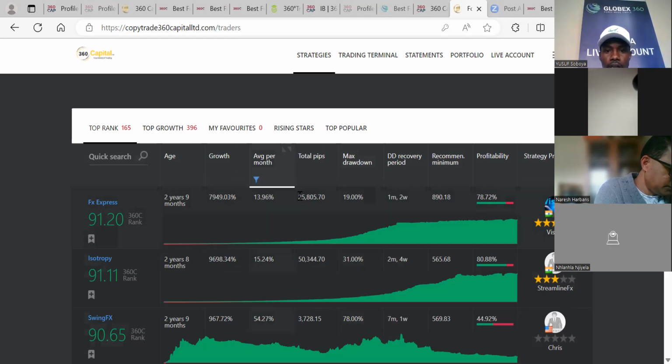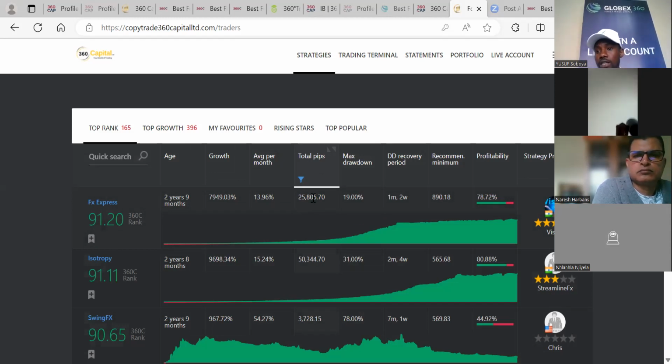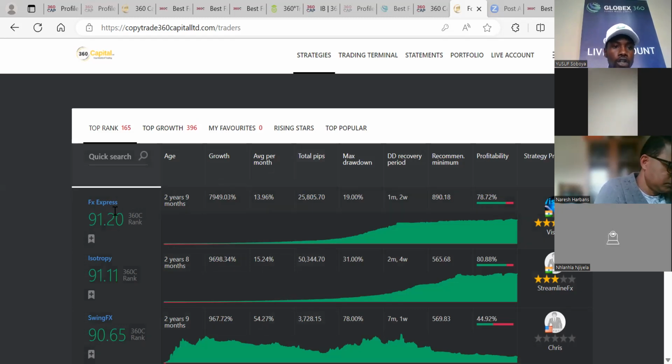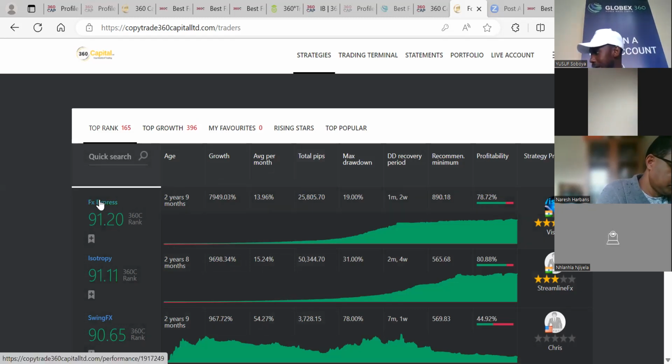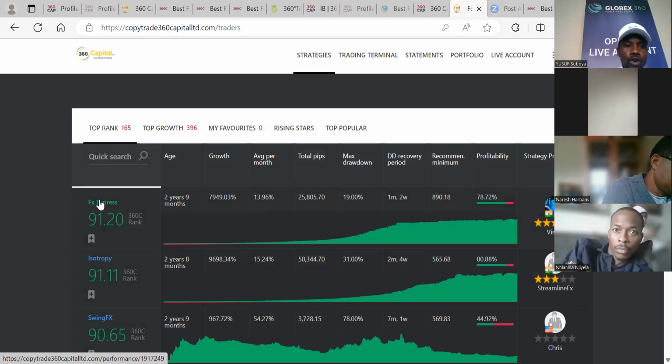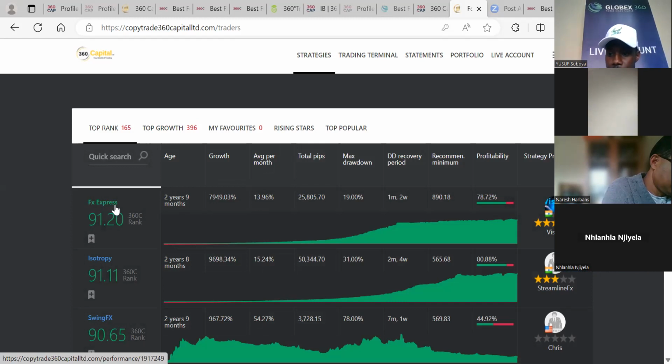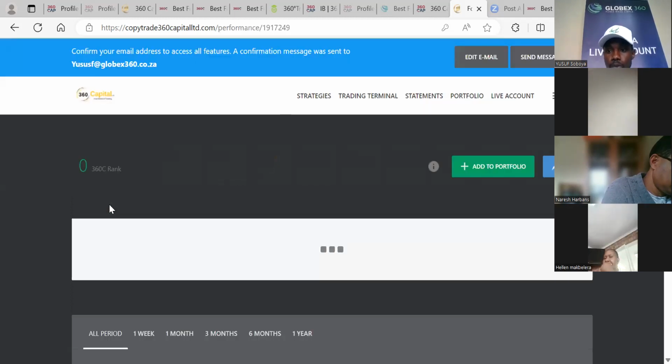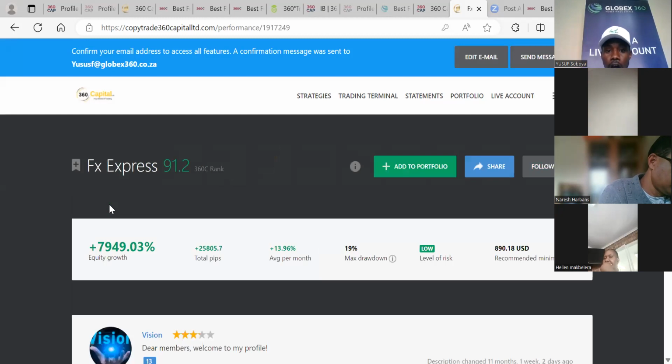Another thing, total pips accumulated. This is just to give you a knowledge base of how many pips have actually been accumulated. Pips translate to money in Forex. All right, before wasting time, I can see time is moving so fast, so I'm going to click on one signal provider, right? So that we can see what his profile looks like and how we can decide in terms of copying, right?